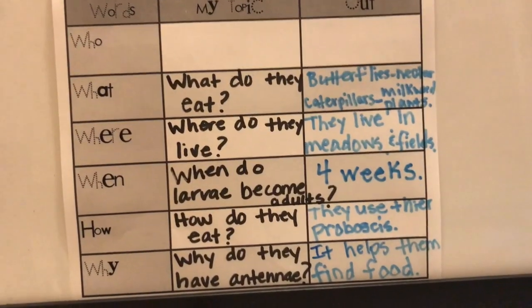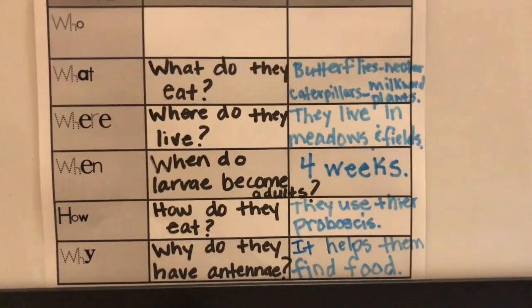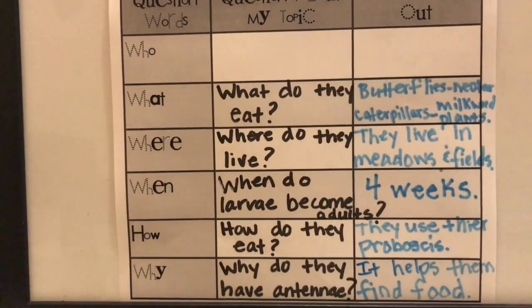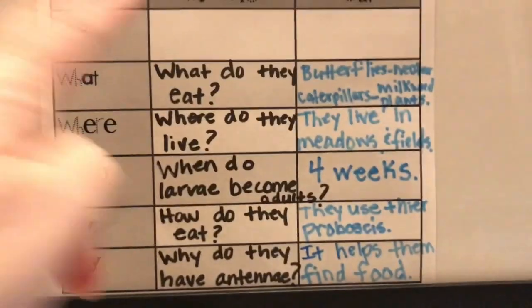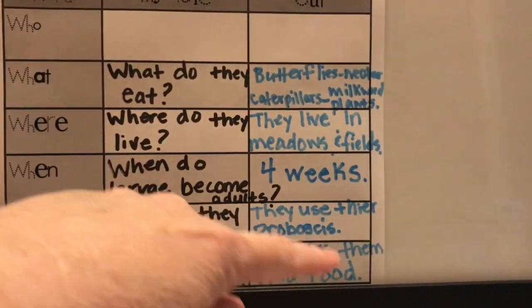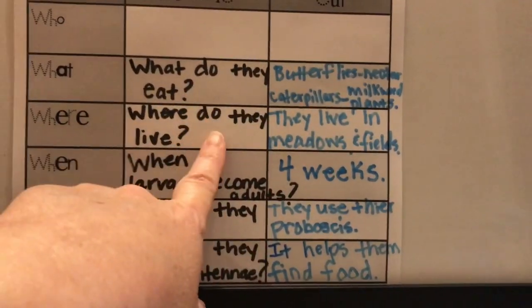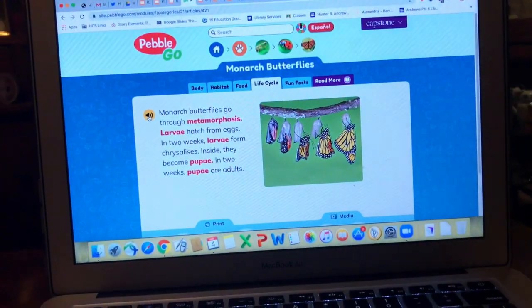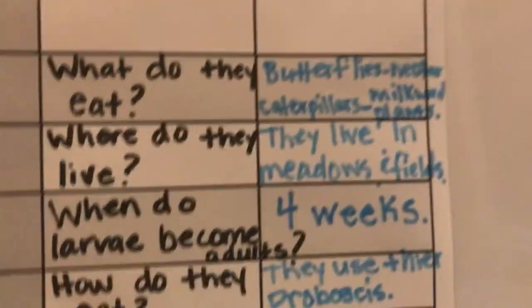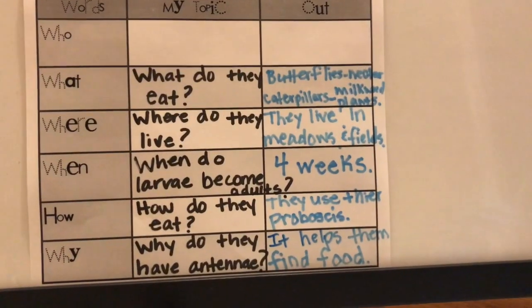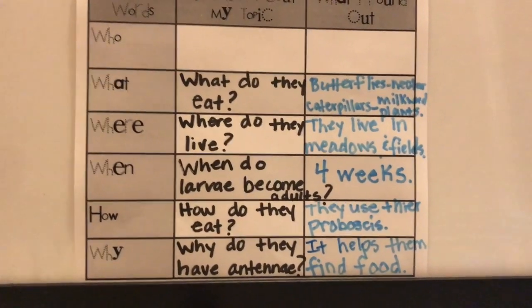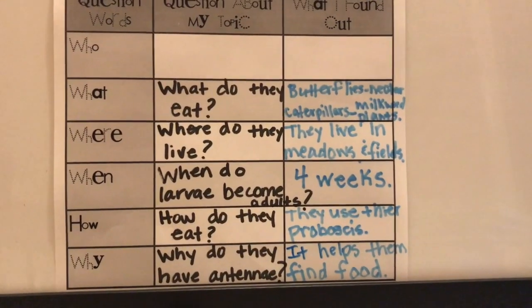Okay, excellent, guys. Good job. We answered all of our questions. So last time we did our think and ask, we came up with butterflies. We asked our questions. And now we gathered our information. We selected our information from our PebbleGo. We gathered it and selected it, and we put it on our paper. So we now know more about monarch butterflies. And this is information that you can go tell somebody. You can say, hey, guess what? In library today, I learned about monarch butterflies. Excellent, guys. Good job.